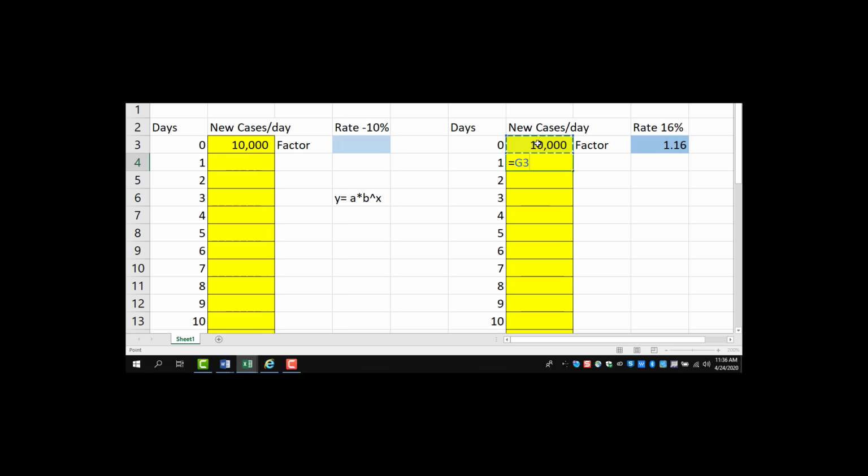So the initial value, which I don't want to change, times my factor raised to the first power. And let me put commas in there and get rid of decimals. So they had 10,000 cases and it was growing at 16% a day. There were 11,600 new cases the next day.